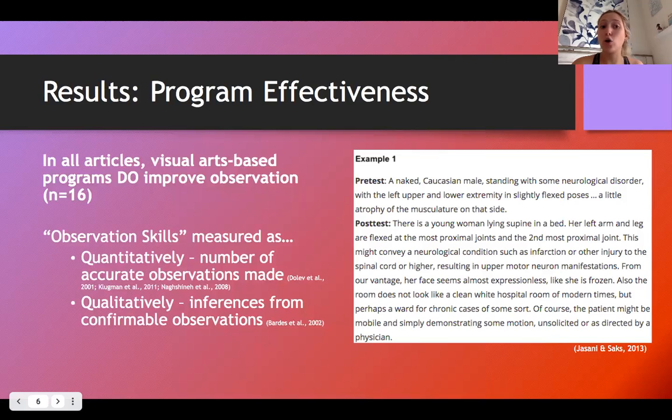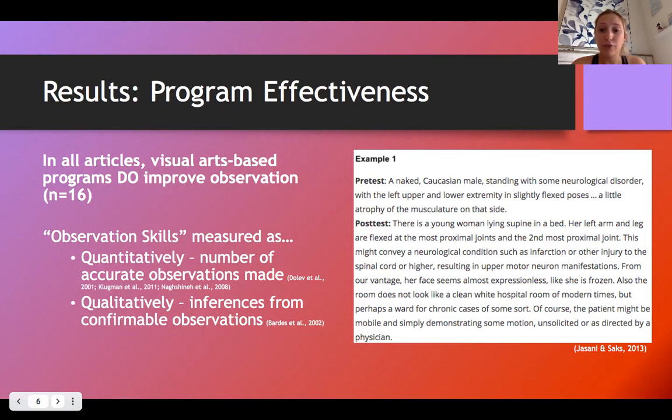So what I found is that in all of these articles, visual arts-based programs do improve observation skills. And observation skills were measured quantitatively as the number of accurate observations made. And at first, I was wondering if number of observations was a valid way to measure and define observation skills, because in my mind, it would incorporate other aspects such as efficiency and the type of observations made. But I've decided this does make sense because Dr. Braverman, the Yale medical professor from the video, as he noted, med students weren't completely accurately and fully describing what they saw in patients. So increasing the number of accurate observations truly is the goal of most of these programs.